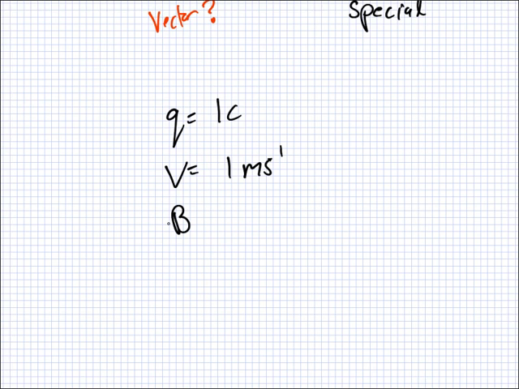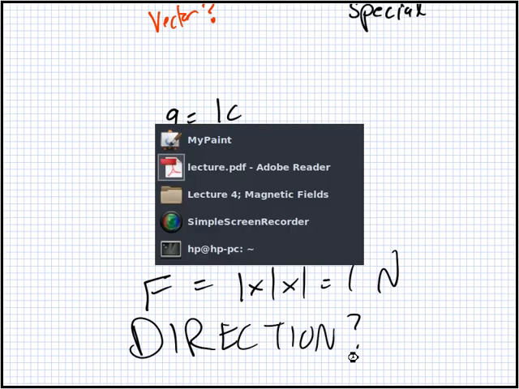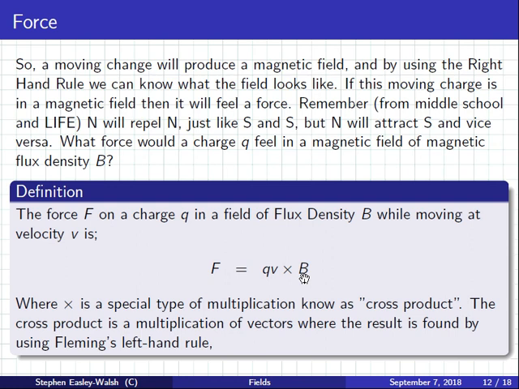And if B is 1 Tesla, then F will equal 1 times 1 times 1, which is 1 Newton. But what I'm saying is that this has a direction. And what is the direction of this 1 Newton? It's a special direction. We can calculate it using the cross product. I'll explain that in a moment. Right now you just need the formula: QV multiply B. But I'll explain how to do that in a moment.